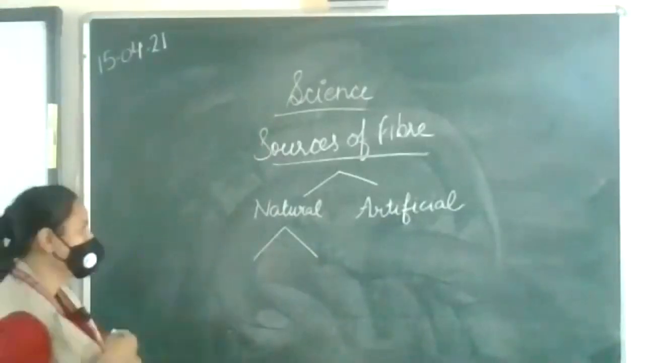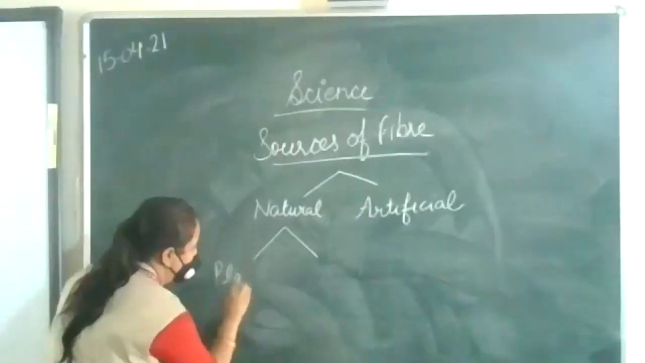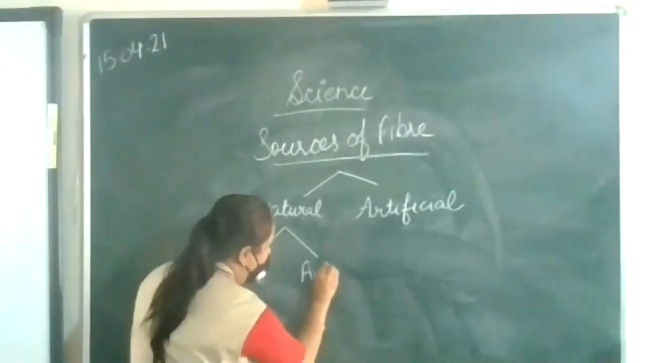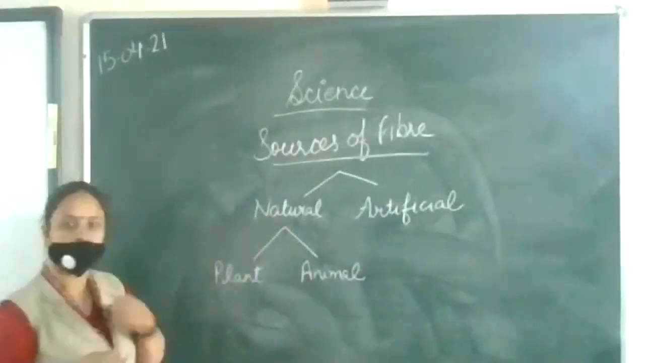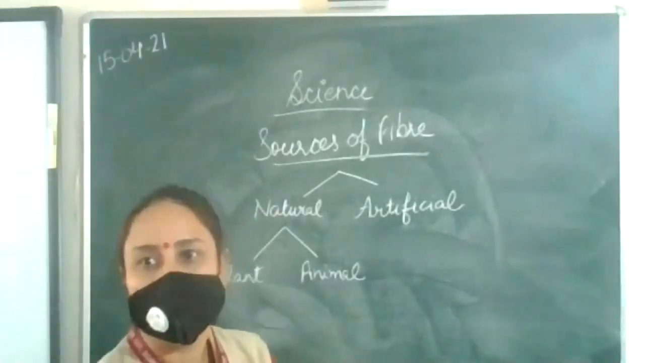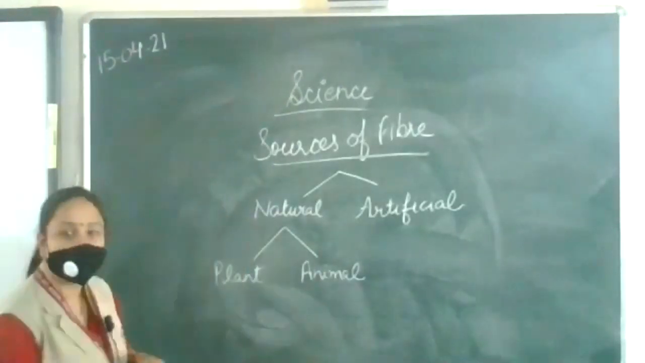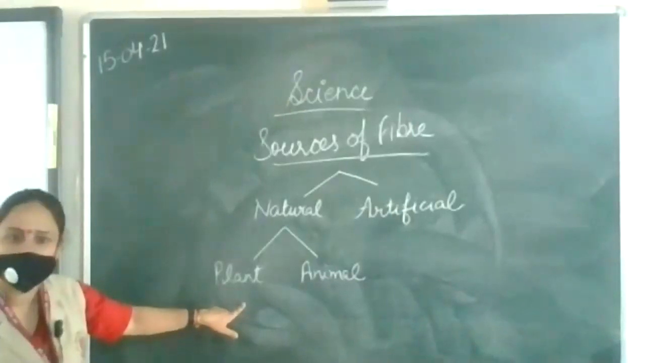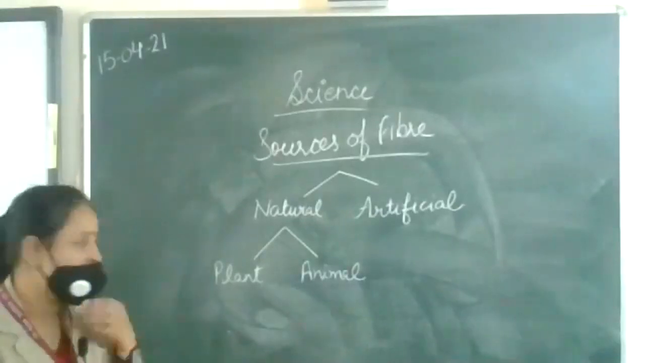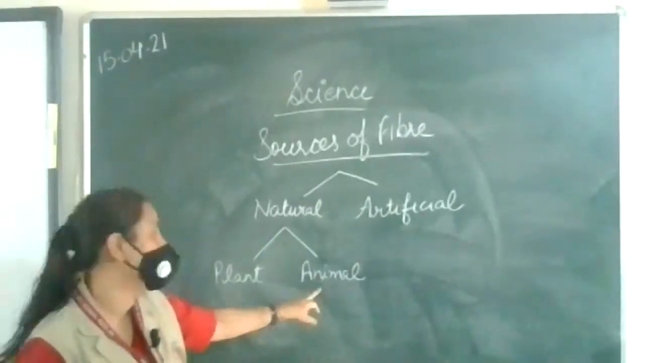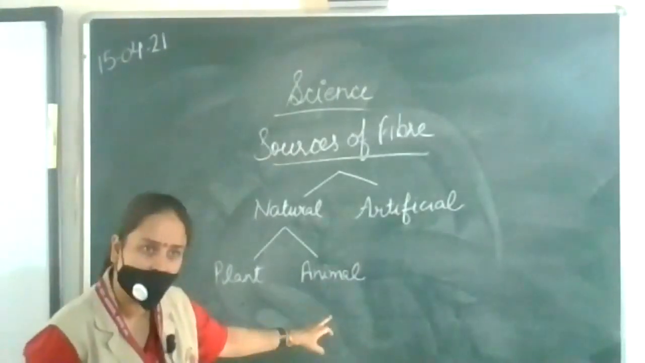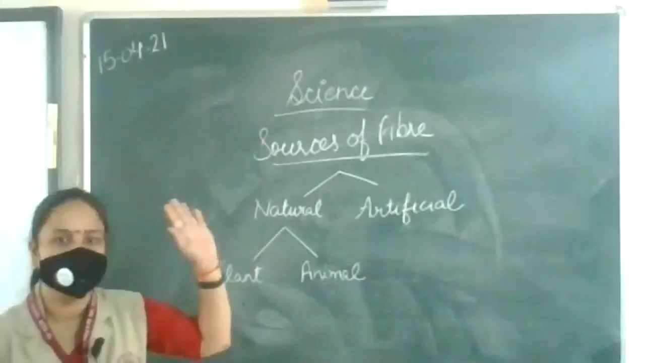Two categories. One will be the plant fibers and another will be the animal fibers. What does that mean? That simply means that if I have a fiber which I am obtaining from a plant, I will call it plant fiber. And if I have a fiber which I am obtaining from an animal, I will call it animal fiber. Okay? Clear all of you?